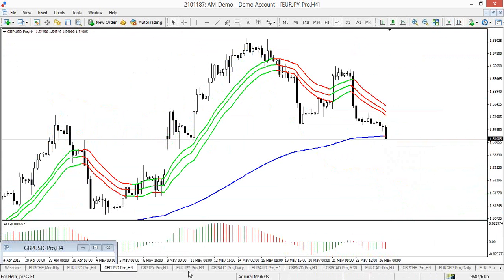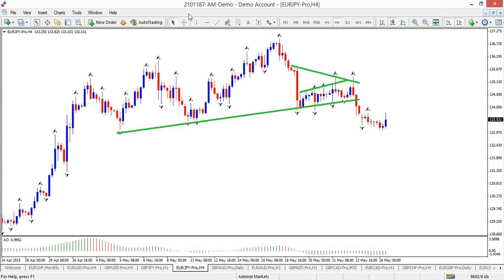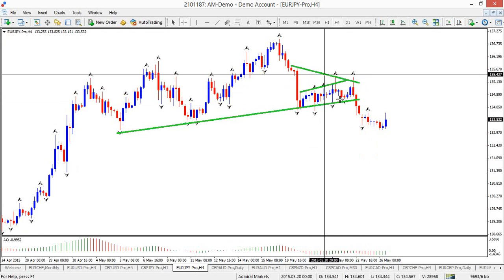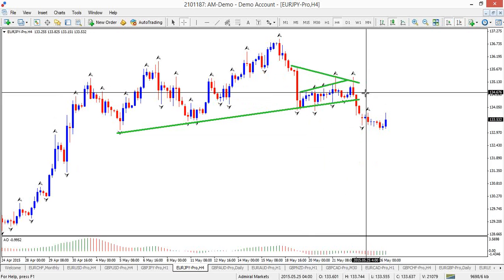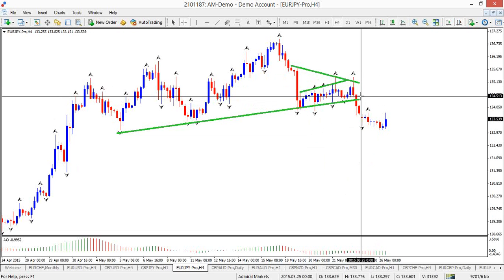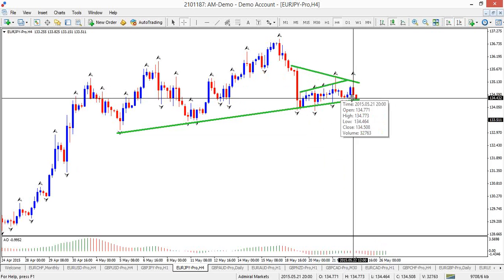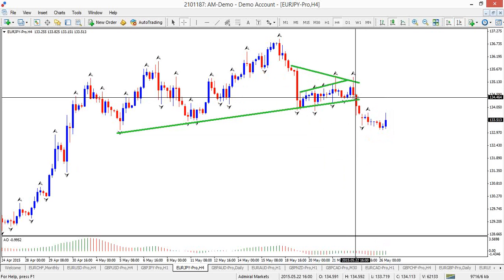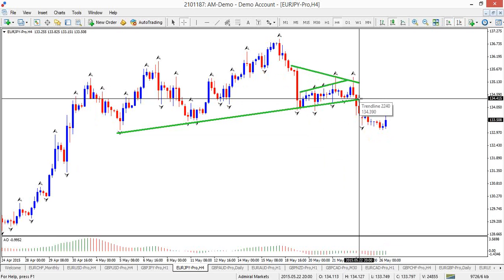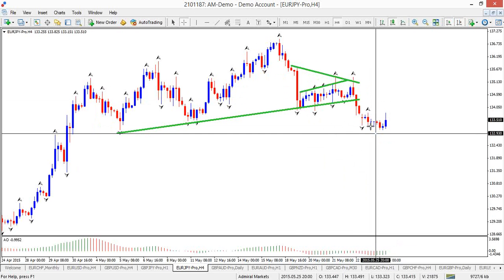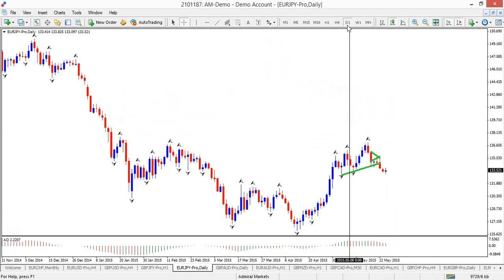Alrighty, Euro Yen. Let's see. Thursday we were talking about how this was a triangle or bear flag, which someone mentioned in the educational webinar. And we got the break to the downside, eventually, indeed.